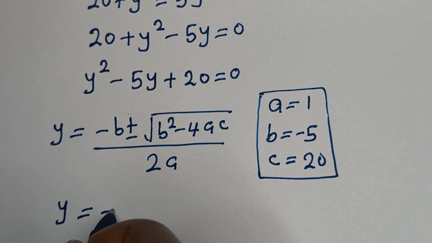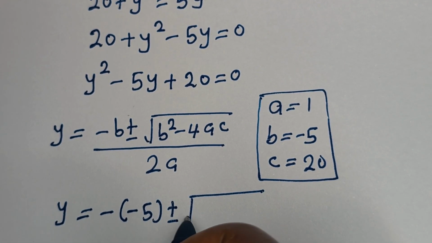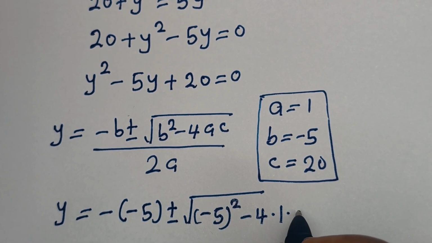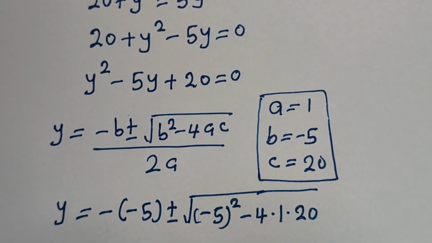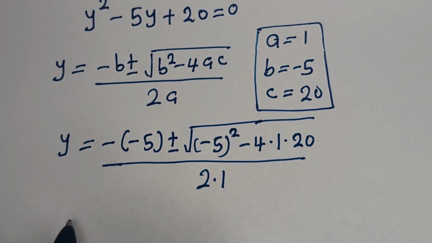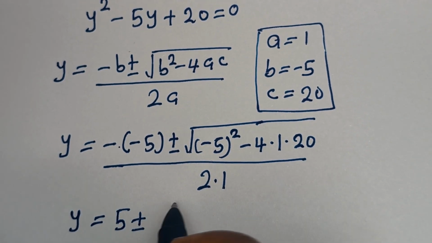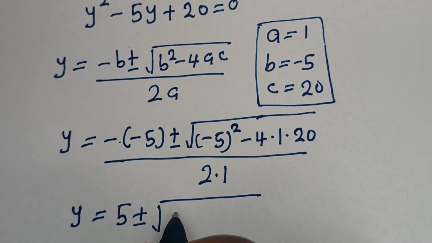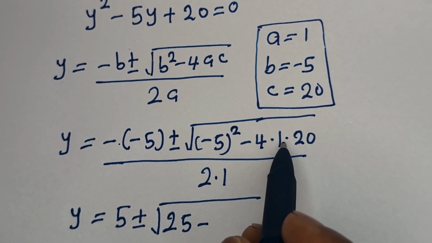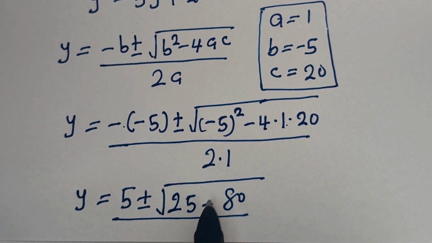y is equal to minus bracket minus 5, plus or minus square root of minus 5 squared minus 4 multiplied by 1 multiplied by 20, over 2 multiplied by 1. y is equal to minus times minus 5, this is 5, plus or minus square root of minus 5 squared, 25, minus 4 multiplied by 1 multiplied by 20, that is 80, over 2 multiplied by 1, 2.